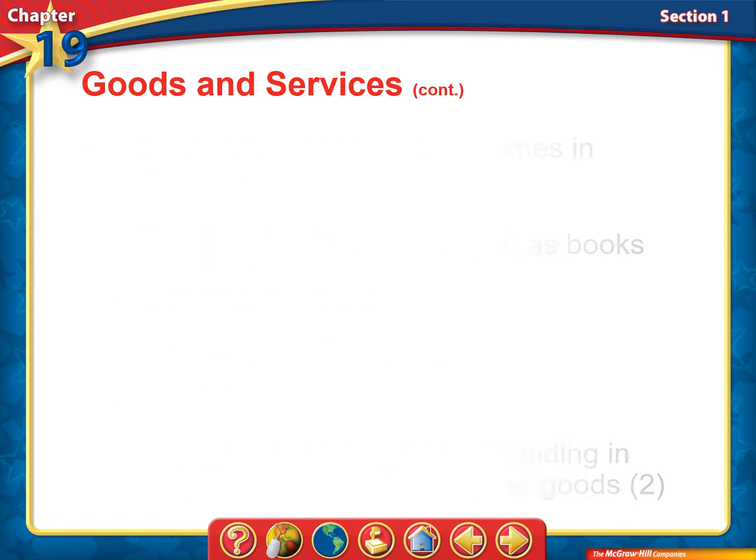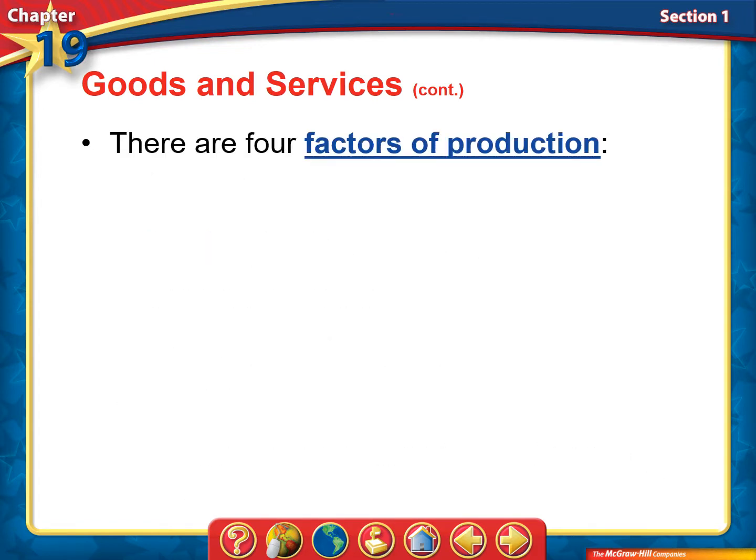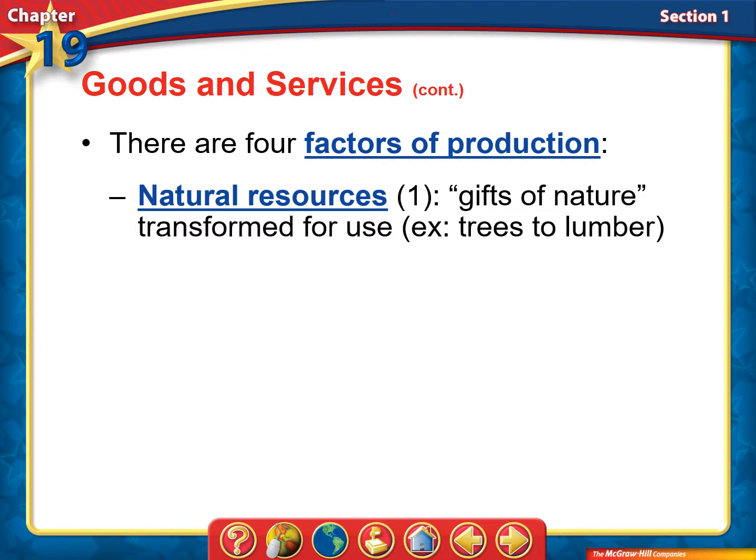Okay, so production. Factors of production, once more, are resources necessary to produce goods and services. So, the first thing is going to be natural resources. These are gifts of nature that make production possible.